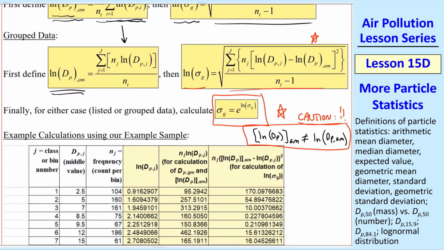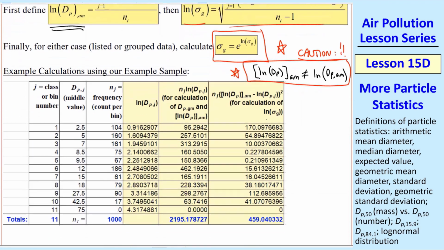Here's a caution. The arithmetic mean of natural log of dp is not equal to the natural log of dpam. You're tempted to do that, but instead we have to go through this calculation. So let's do it for our example sample.